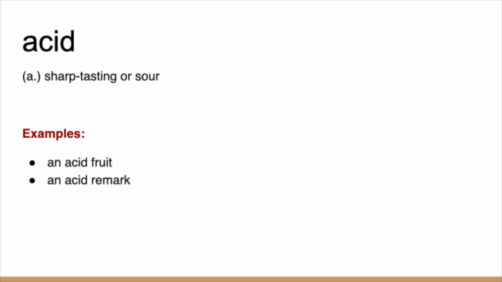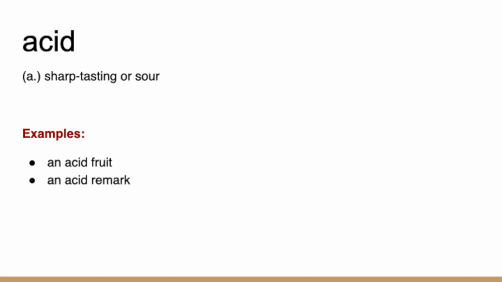So we can use acid to describe fruit. For example, an acid fruit. This means the fruit is sour or sharp tasting. We can also use acid figuratively to describe someone's remark. So we can say an acid remark. That means what the person just said was very sour or very sharp.